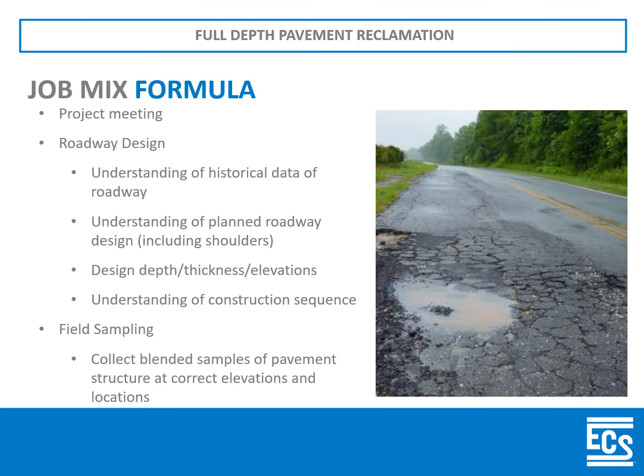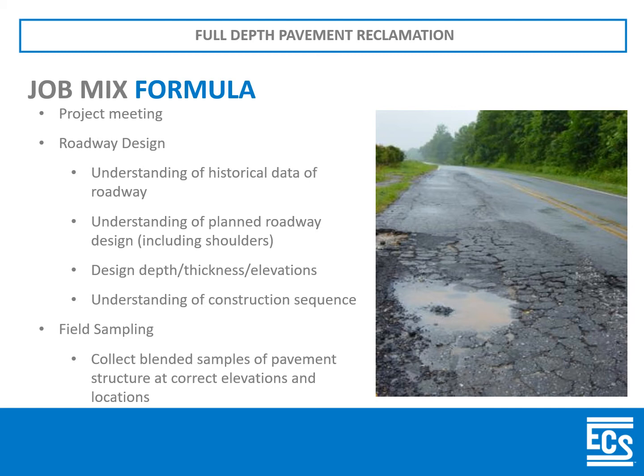Now, one of the most critical things to understand in the sampling process is a project meeting. It's having an understanding of any historical data of the roadway. Before you get out to the road, you need to know what the roadway is made of, and understand the planned roadway design, including the shoulders. I'll discuss why the shoulders are equally important. But you need to know the design depth, the thickness, and elevations.